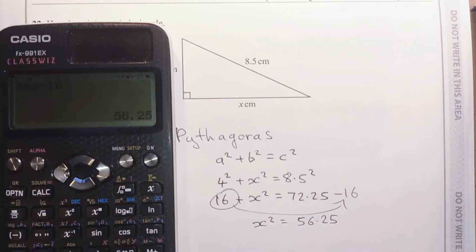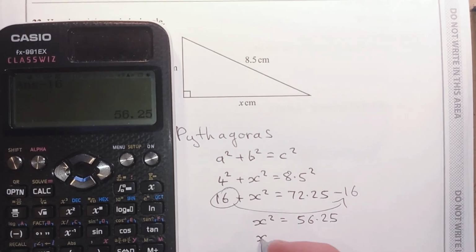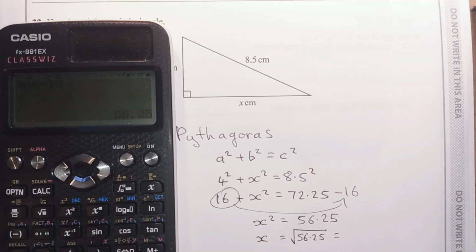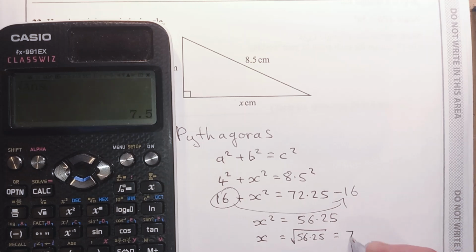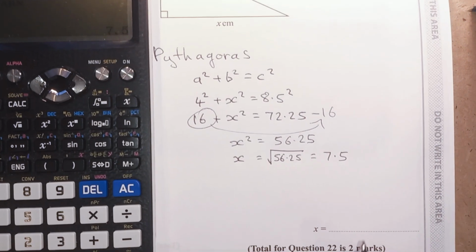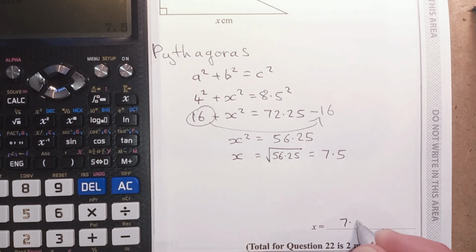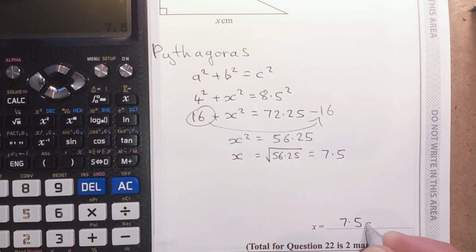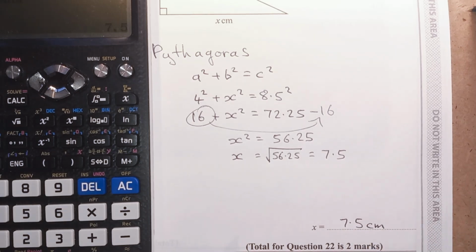56.25. That's x squared. If we want just x, well, then we need to take the square root of 56.25. I'll use the square root button, and we get 7.5. Don't forget to put units.